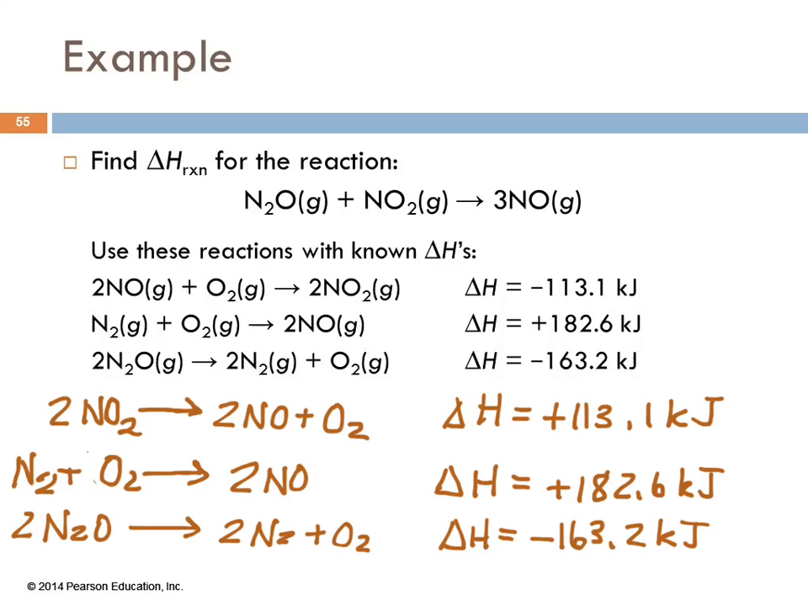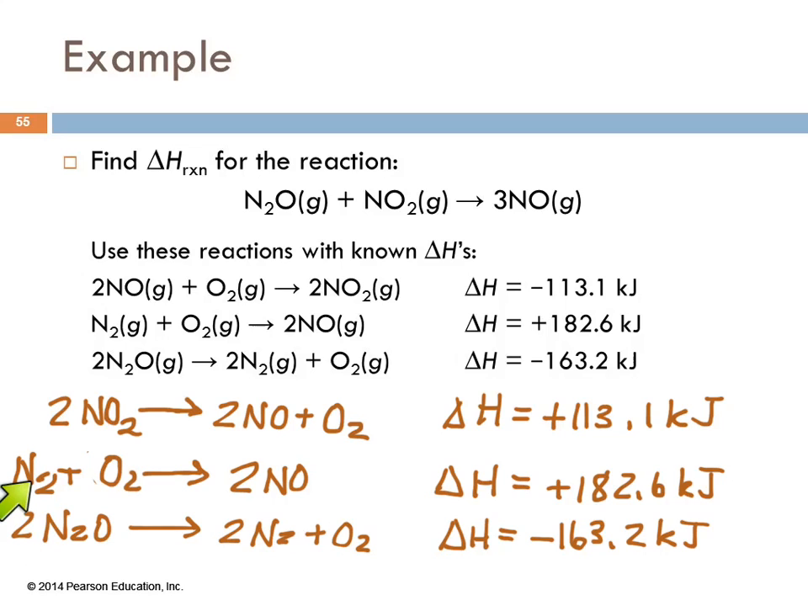So how close are we here? We've got NO2, we do need that. We've got N2O, we need that. We've got this N2 and O2, and we don't want either of those on the left side. Do you see what I'm doing? So I need to get rid of both of those. Over here, I've got two N2s and an O2, and there's an O2.